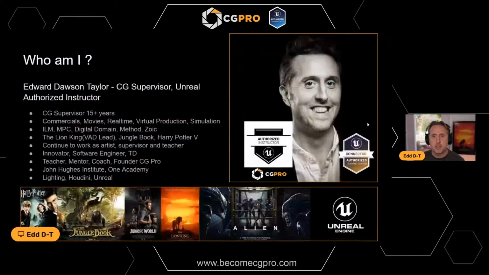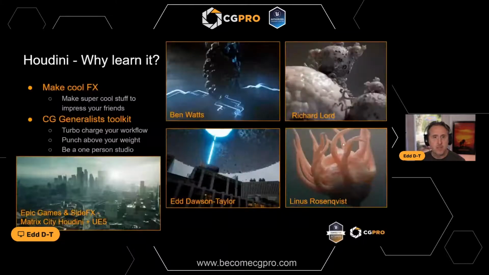So a little bit about myself to start with. Been in the visual effects industry for about the last 15 years. I've been a CG supervisor and I've been lucky enough to work on some really cool movies like Jungle Book and Jurassic World and The Lion King at some cool studios like Industrial Light and Magic, MPC, and Digital Domain. I'm a teacher, instructor, Unreal Authorized Instructor. I also am the founder of CG Pro.